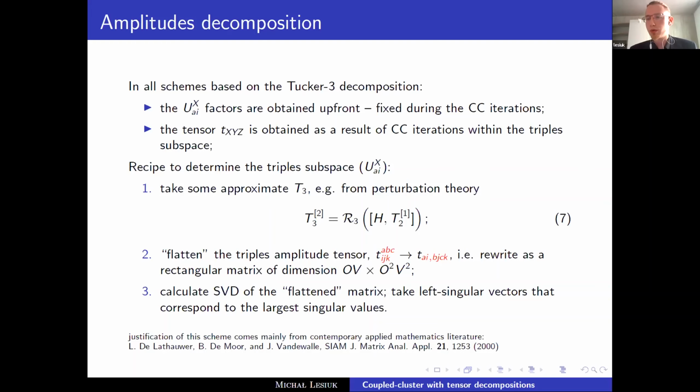In the case of tensors, as I said, there is no unique way to do it. There is no full equivalent of SVD, but there are some methods. And a reasonable scheme to do it is to proceed as follows. You take some approximate amplitudes, in this case from perturbation theory. You rewrite these amplitudes as a rectangular matrix. So you perform something called flattening or matricization of the tensor. So you write it as a rectangular matrix and you calculate the SVD of this rectangular matrix obtained by flattening. Next, you simply take the left singular vectors, and you retain only those singular vectors that correspond to the largest singular values. So at this point, you start truncating, and it becomes approximate. So this is how the scheme is set up.